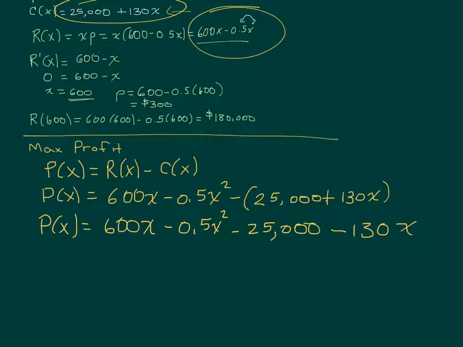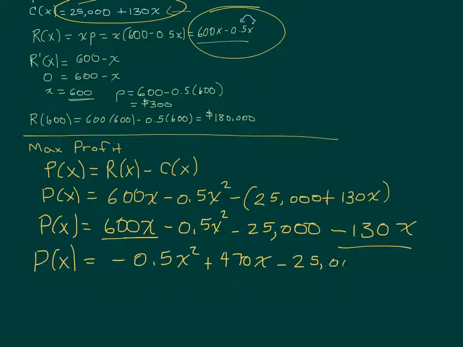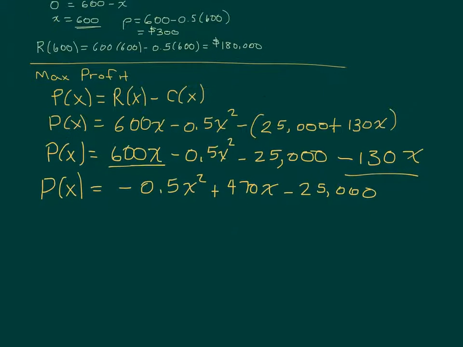And then finally what I'm going to do is just collect like terms, and I'm going to go ahead and put this negative 0.5x squared first. 600x minus 130x gives me 470x, and then minus 25,000. Well, once again, if I want to maximize profit, I take the derivative.